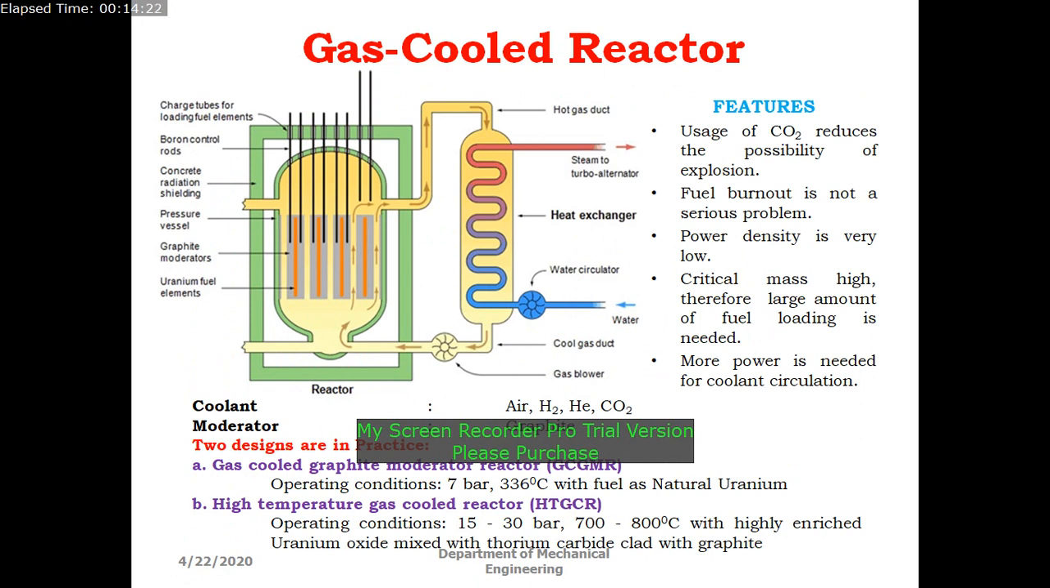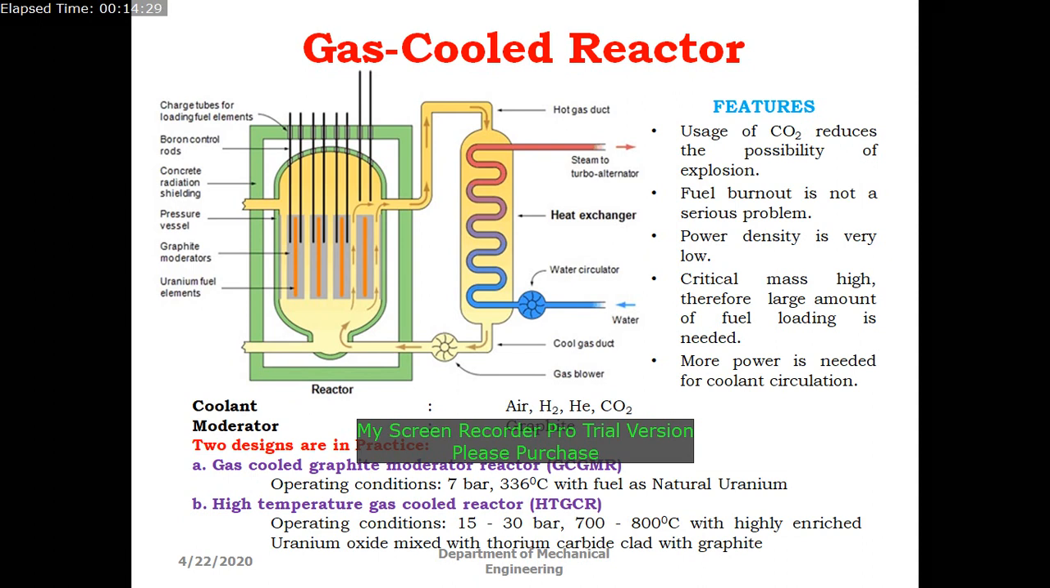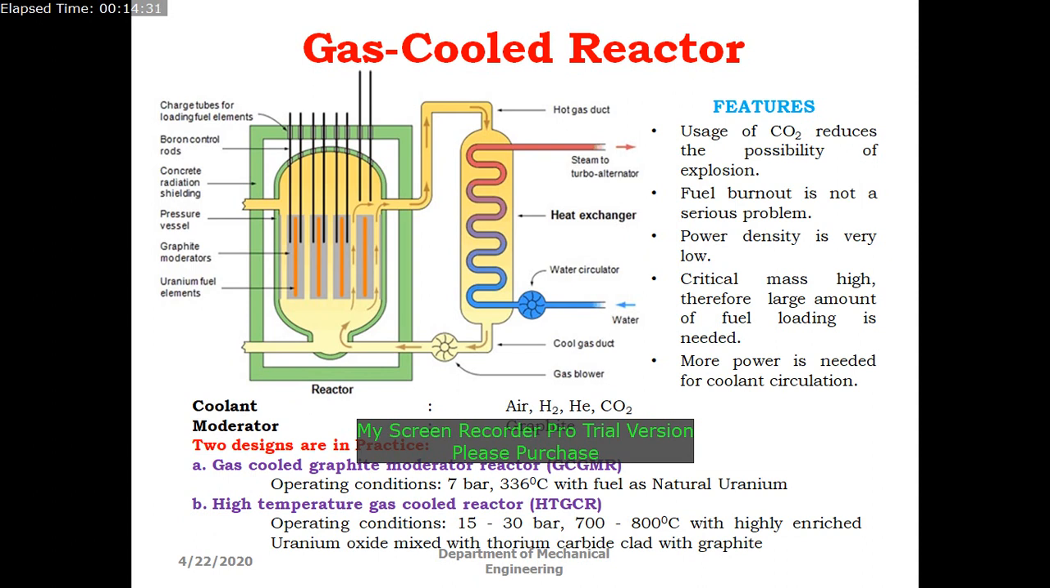Coming to the gas cooled reactor, here we can use the coolant as either air, hydrogen, or an inert gas like helium. Even we can use carbon dioxide. Of all these gases, they have observed that carbon dioxide is more effective and it will reduce the chances of explosion also. So in most of the gas cooled reactors, carbon dioxide is used.